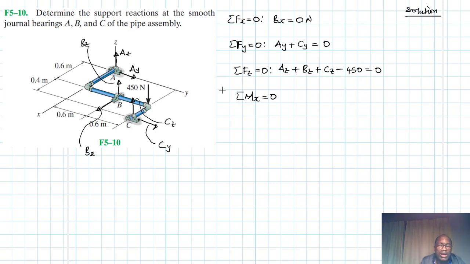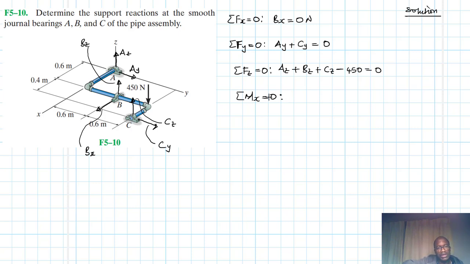We are using the right hand thumb rule for the direction of the moments. So about the x-axis, which forces are going to cause a moment? We have Bz. Of course, Az and Ay will not cause any moment about the x-axis because their lever arm is equal to 0. So Bz will cause a moment, 450 will cause a moment, and Cz will cause a moment. So we have 3: Bz, 450, and Cz. Let's work them out.